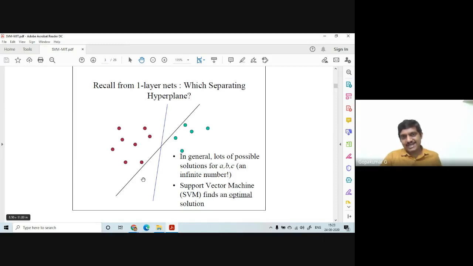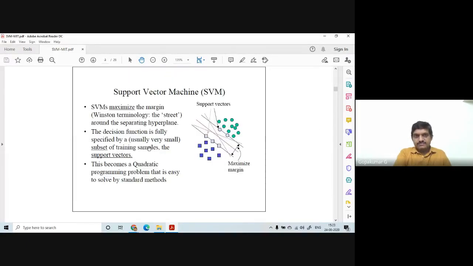But if you take the black line, it is very tight. If you have a point, there's a chance that it will cross the boundary and be wrongly classified. So the line that we are looking for is actually the blue one. Okay, then what SVM actually does is maximize the margin.